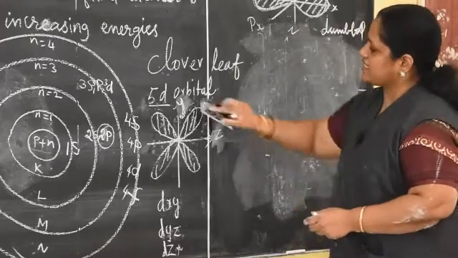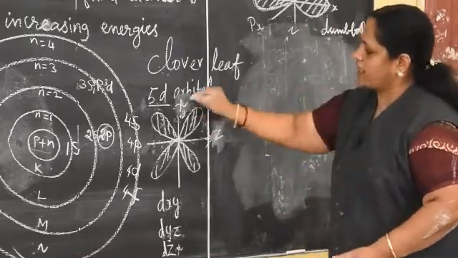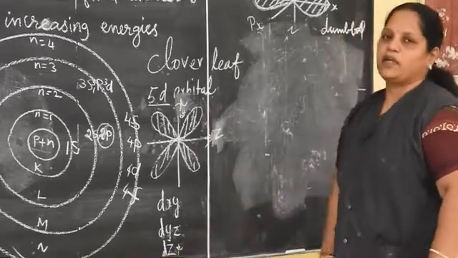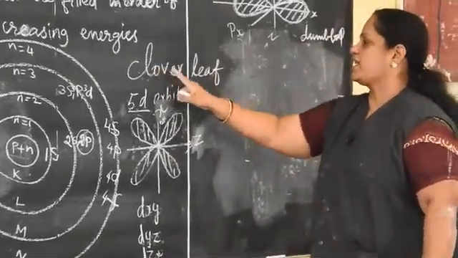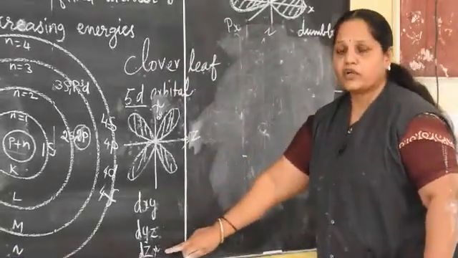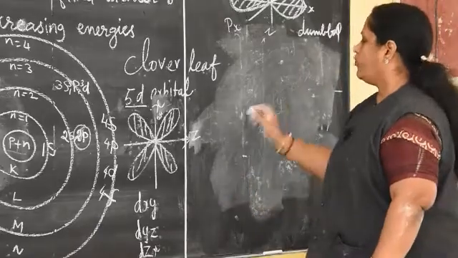Then this is z, then this is x, so this is called the dzx orbital. This shape is called the clover leaf shape. Then totally how many d orbitals have I written? 3.